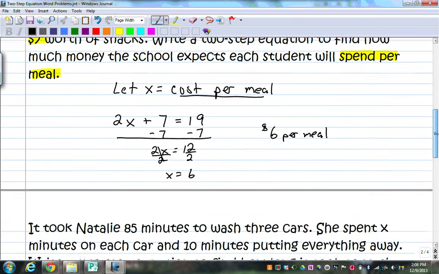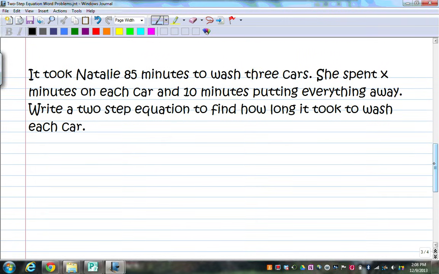Let's try another one. Alright, it took Natalie 85 minutes to wash 3 cars. She spent x minutes on each car and 10 minutes putting everything away. Write a two-step equation to find how long it took to wash each car. Okay, so here again, key information. Let's go to the last sentence, right? What are we looking for? Wash each car. So that would be for my let statement: let x equal the time per car.